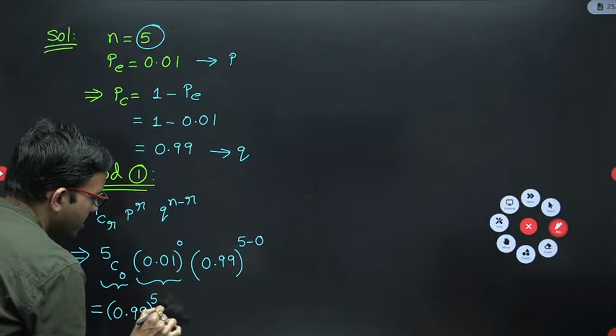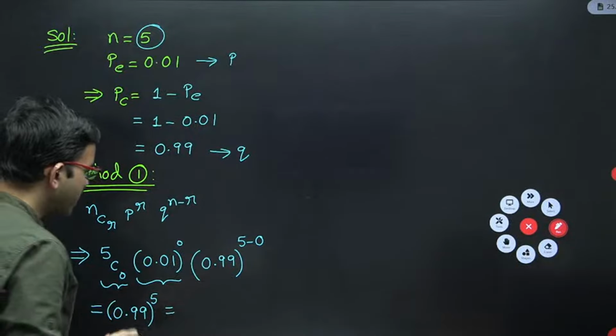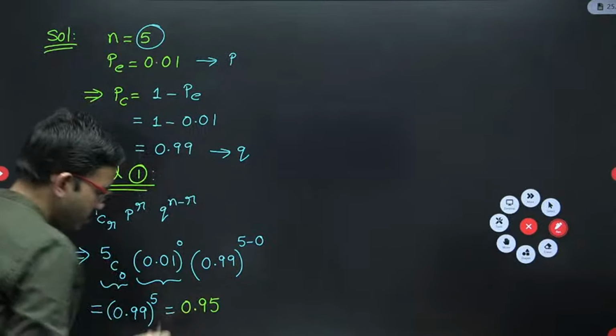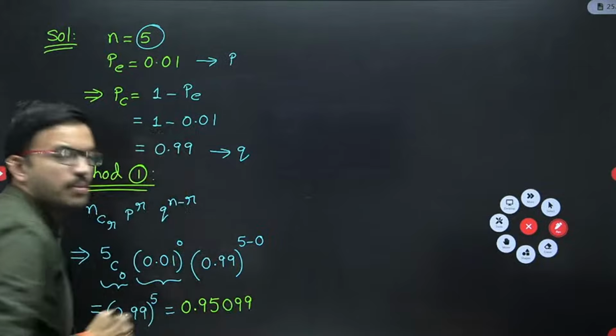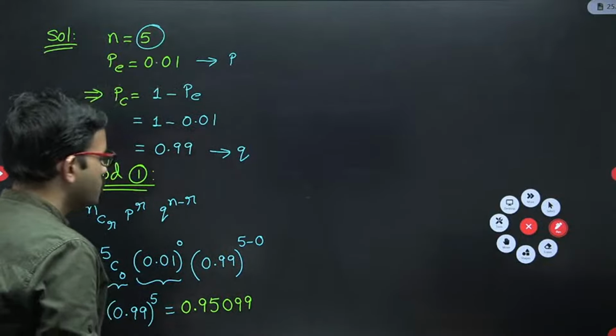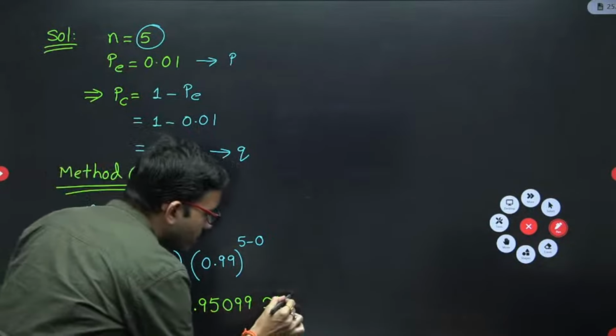0.99 whole power 5. So this value can do the simplification. You will be getting 0.95... 0.99. In the question they asked that you can round off to 3 decimal places. So accordingly when you are rounding off, you will be getting 0.95.